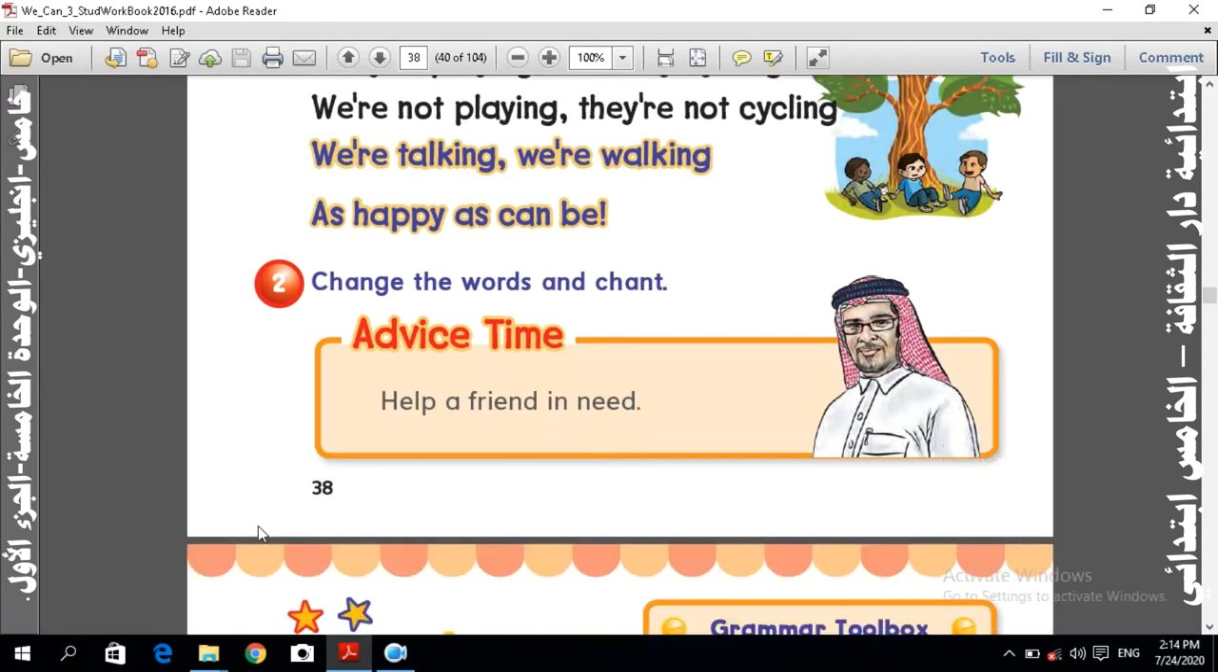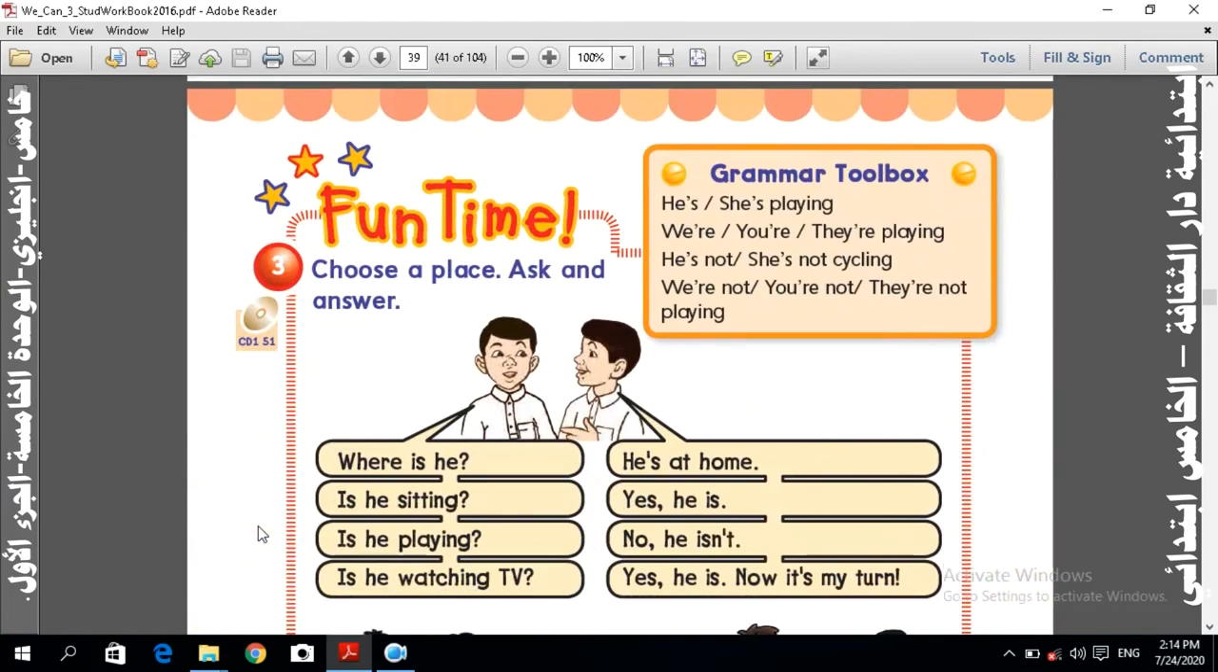Let's move to page 39. In the grammar box, هذه الرول اللي تكلمت معاكم عنها. Present progressive, المضارع المستمر باستخدام ing مع is, are. Read after me. He's playing. She's playing. Okay, هذا مع is. أما are مع we're playing. You're playing. They're playing.